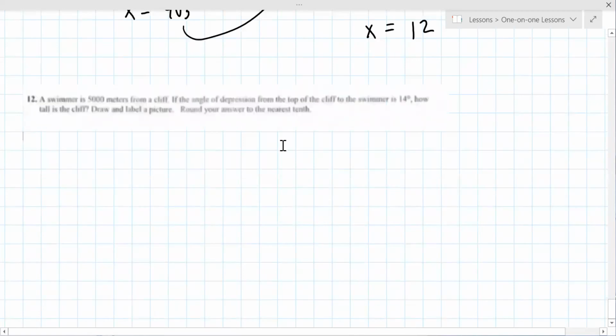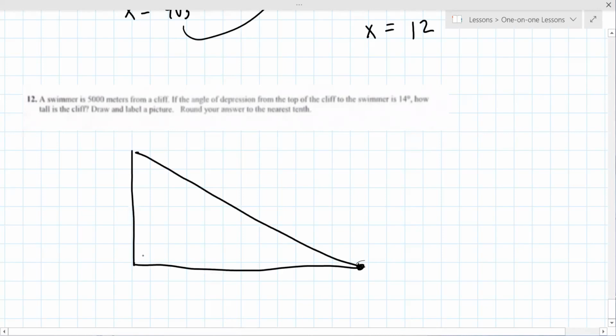A swimmer is 5,000 meters from a cliff. If the angle of depression from the top of the cliff to the swimmer is 14 degrees, how tall is the cliff? So here's the cliff. The swimmer is over here. We're trying to find the height, and the swimmer is 5,000 meters away.